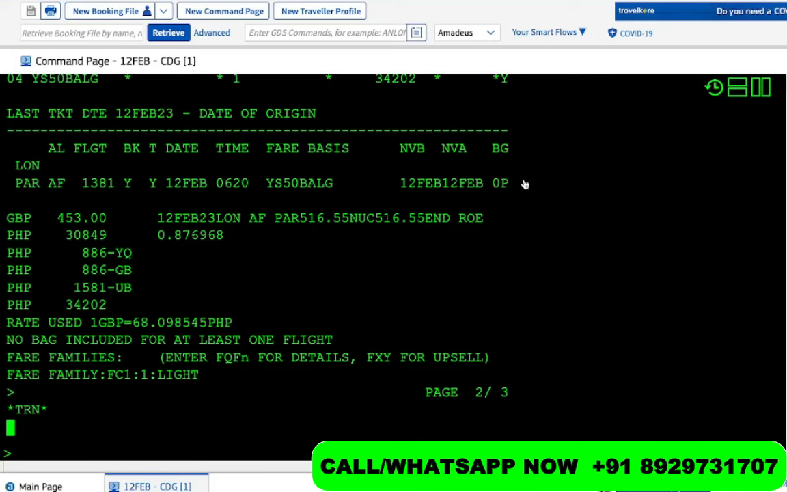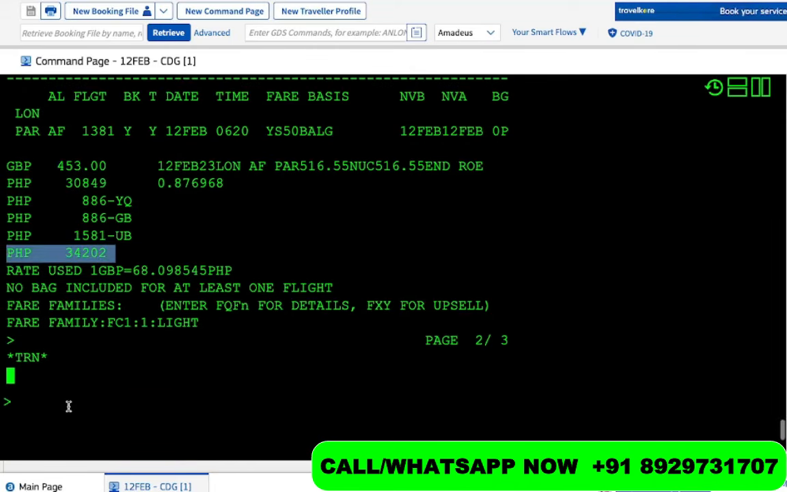But then you can check that, because if somebody is traveling in British Airways, they can verify. Some time back I saw this happening. I don't know if there is a change in it. Then you have fare basis, which is the base fare in pounds, because the flight is leaving from London, and the total fare is this, as I told you.